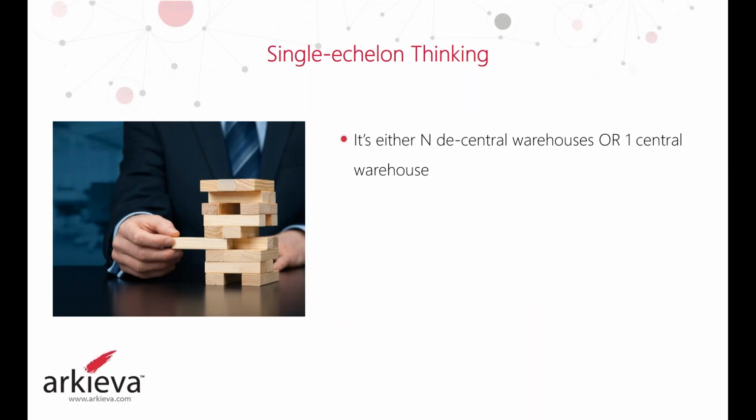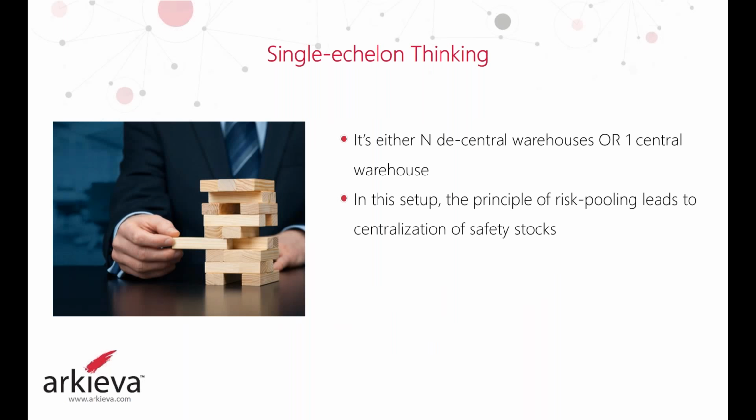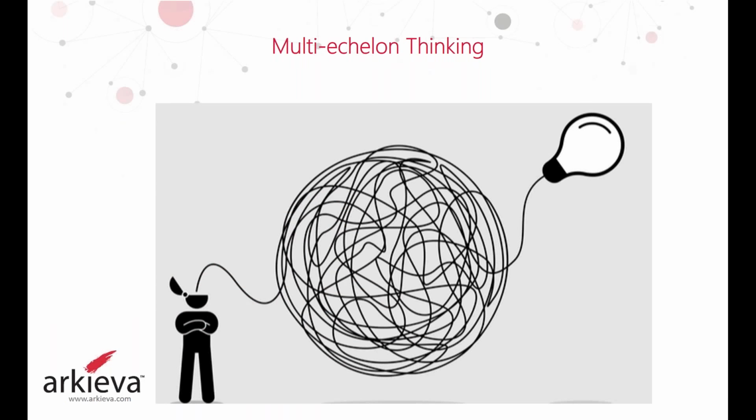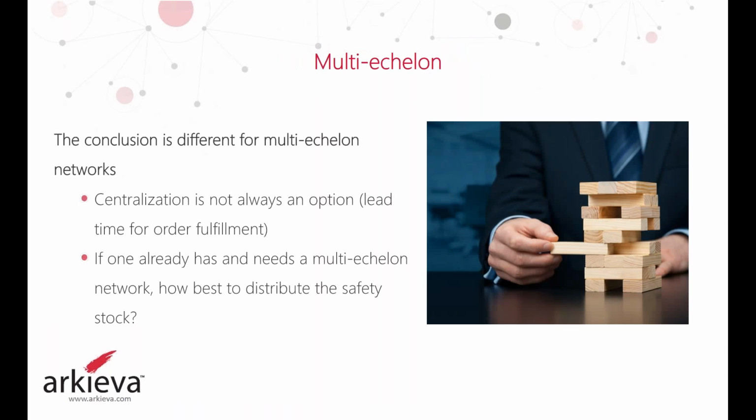Unfortunately, that way of thinking in the single echelon, where either it's n decentral warehouses or one central warehouse, when we ask that question in the single echelon way, the principle of risk pooling simply leads to the centralized one warehouse. However, the multi-echelon thinking is no different. It's also related to risk pooling, and it's originating from the same thought. However, it concludes things differently.